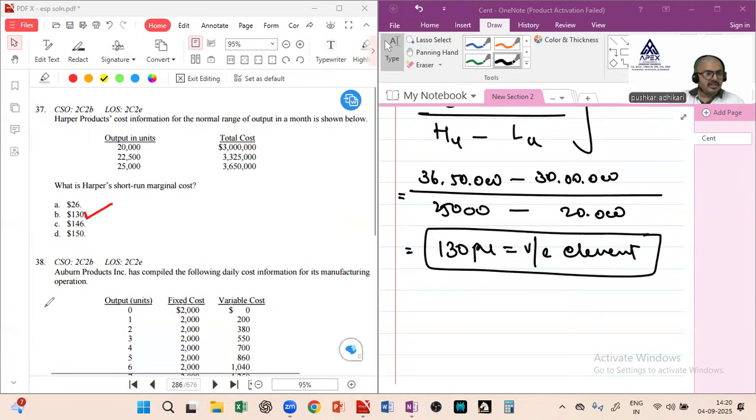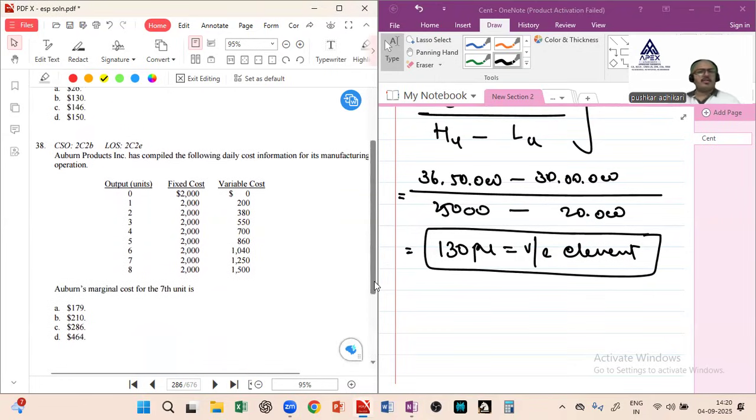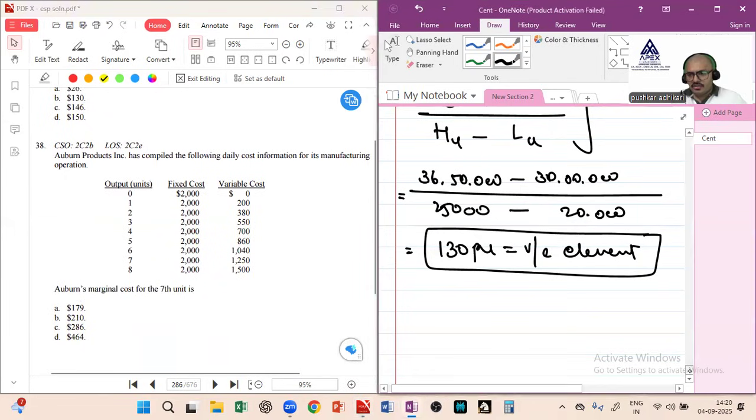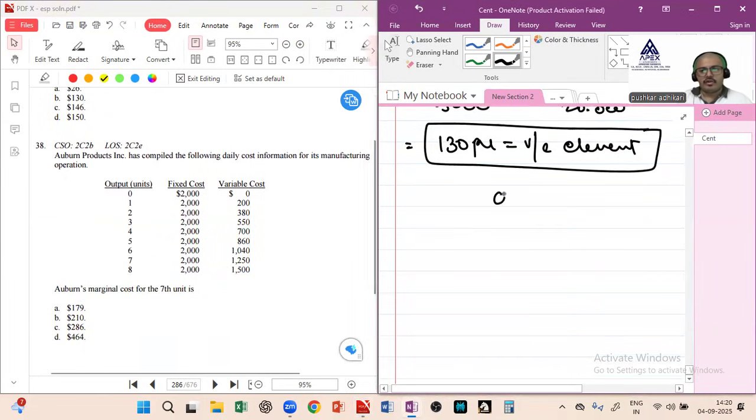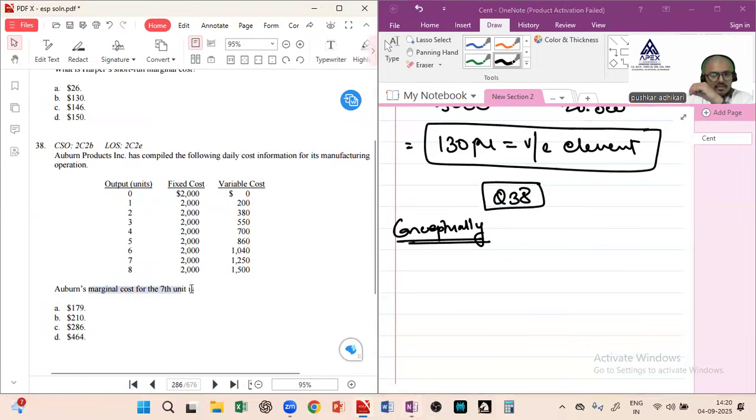Let's take a look at question number 38. Question number 38, fixed cost, variable cost, marginal cost. Now see, I will give you a cheat code over here. I will give you an exam hack for these kind of problems. First of all, please look at it conceptually. Then I'll give you the hack. Now, they are asking us the marginal cost for the 7th unit.